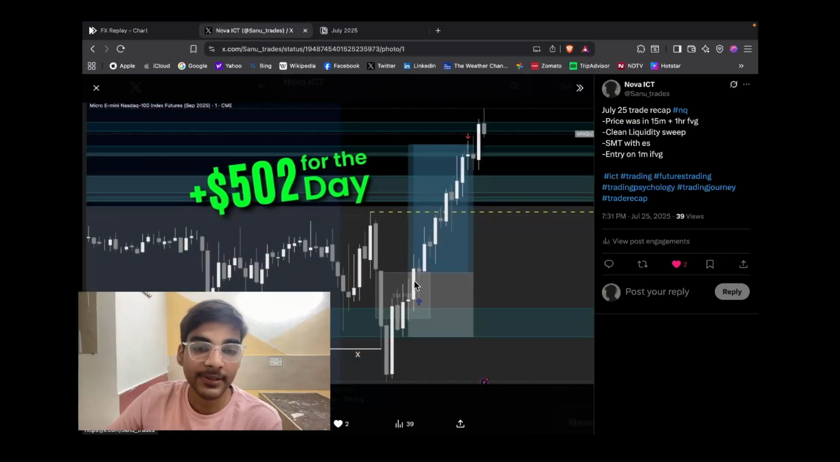So this was another trade. Here we have a 15-minute fair value gap. This box you can see, this is a 15-minute fair value gap. We have an SMT also here, and we have a liquidity sweep. This is some kind of liquidity. Price swept the liquidity. We are in a 15-minute fair value gap, a higher time fair value gap, and we are in a 1 hour fair value gap also. This white box, you can see, is a 1 hour fair value gap.